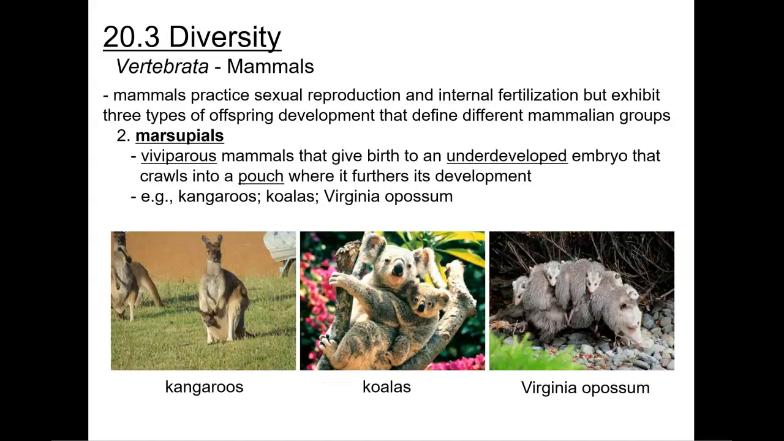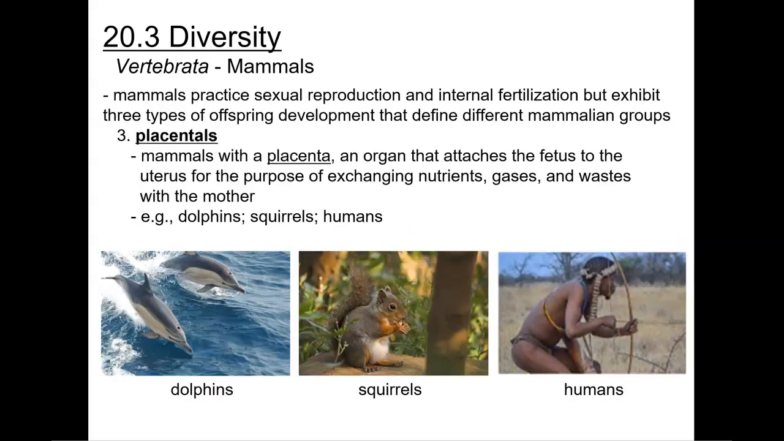Next, we have our marsupials. These are viviparous mammals that give birth to underdeveloped embryos that crawl into a pouch where they're going to be able to develop further as the mother takes care of them. So examples of these would be kangaroos, koalas, and the Virginia opossum. Third is going to be the placentals. These are mammals that have a placenta, which is going to be an organ that attaches to the fetus and from the fetus to the uterus, for the purpose of exchanging things like nutrients, gases, and waste with the mother. Examples of these are going to be your dolphins, squirrels, and us, humans.